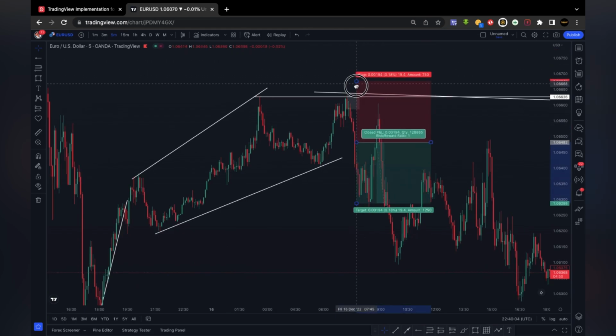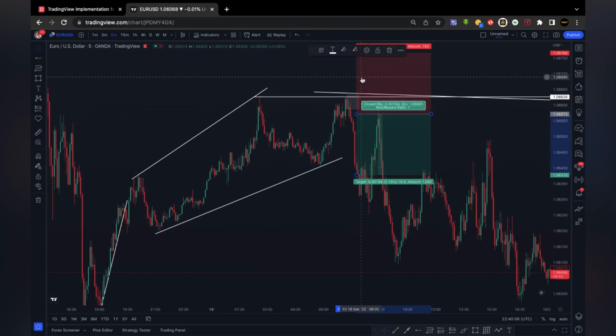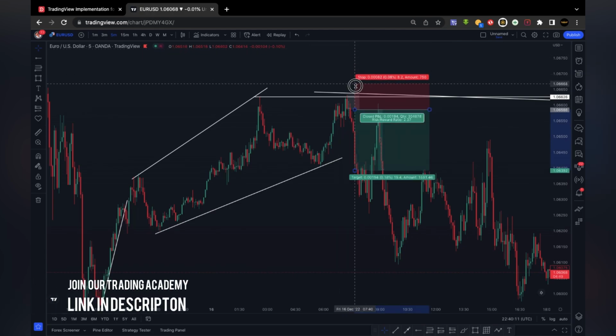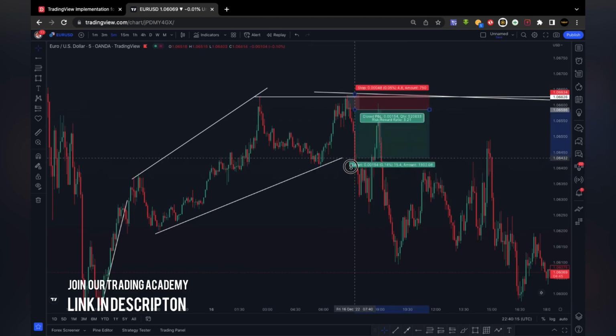We have the entry right there. We have the entry right there. Stop above the candle, right? And then the first target is what?